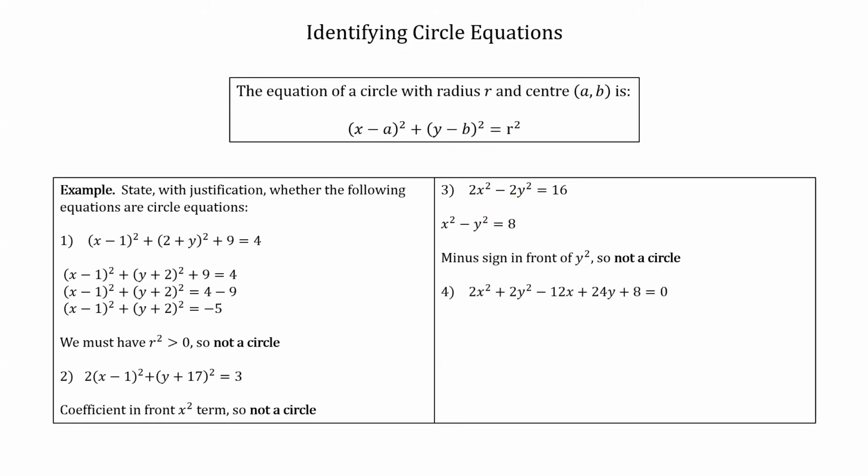We have 2x squared plus 2y squared minus 12x plus 24y plus 8 equals 0. Very long and complicated looking, doesn't look really like a circle equation at all, but let's try and rewrite it. First of all, we'll divide everything by 2 to get rid of the 2's in front of the x and y squared terms. Once again, we can't have 2's in front of the squared terms or any numbers, so we'll divide by 2. We get x squared plus y squared minus 6x plus 12y plus 4 equals 0. So we've divided everything on both sides of the equals sign by 2.